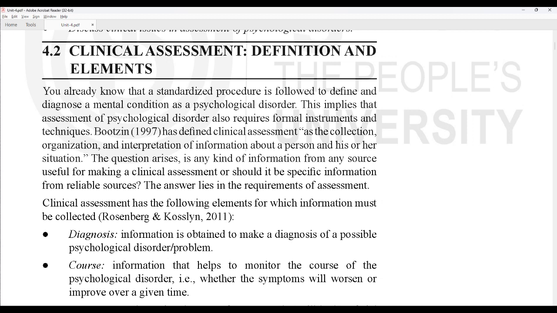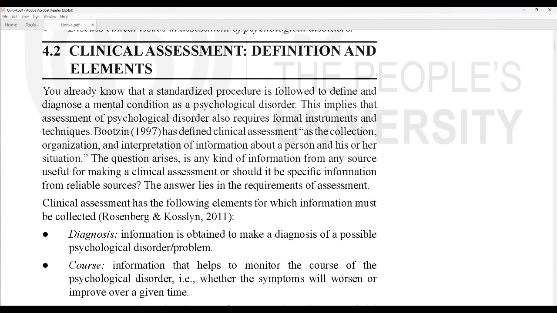Unit 4, Assessment of Psychopathology. 4.2 Clinical Assessment, Definition and Elements. You already know that a standardized procedure is followed to define and diagnose a mental condition as a psychological disorder. This implies that assessment of psychological disorder also requires formal instruments and techniques.